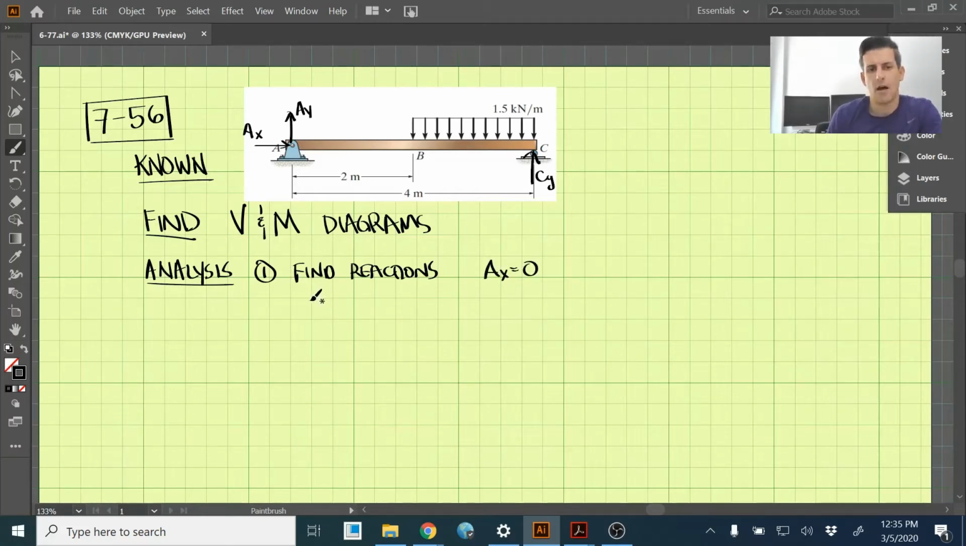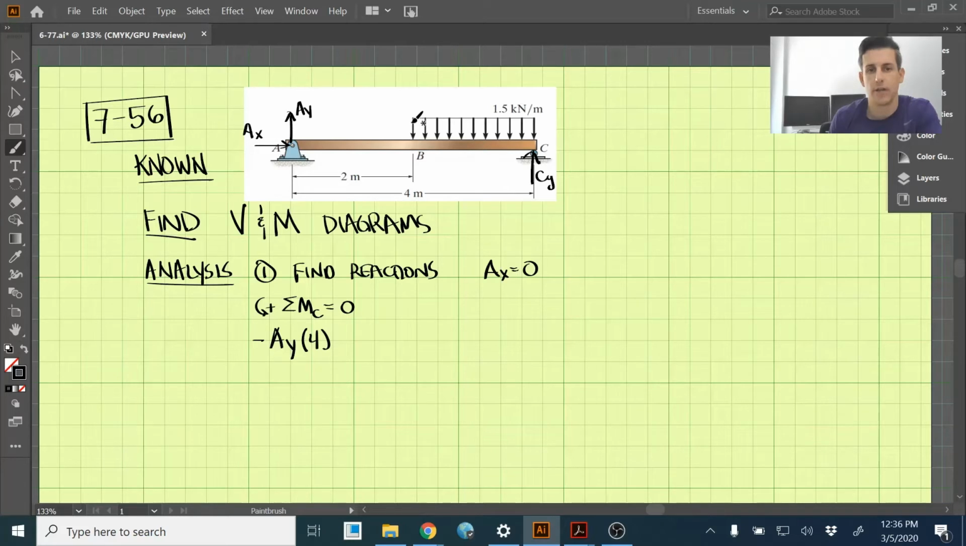Okay, now let's look at finding AY and CY. I think the easiest way to find AY is to take the sum of the moments around C and set those equal to 0. Counterclockwise is our positive sign convention. So AY is going to create a clockwise moment, which will then be negative. So AY times the distance it's acting away from C, which is 4 meters.